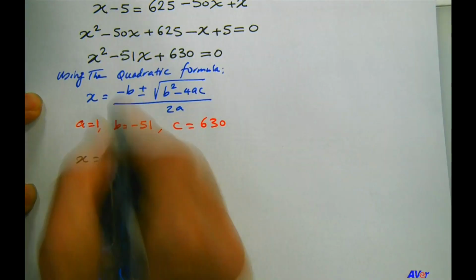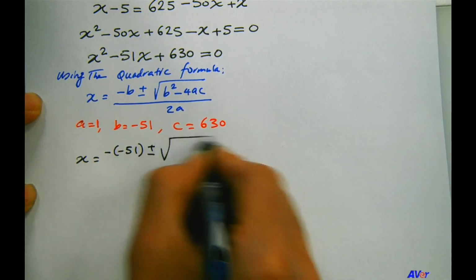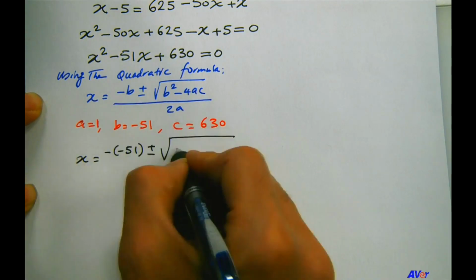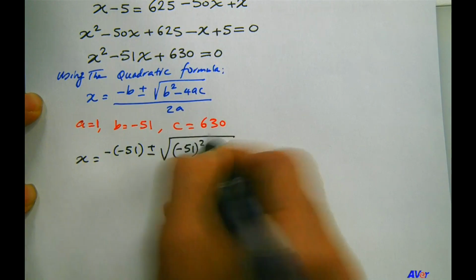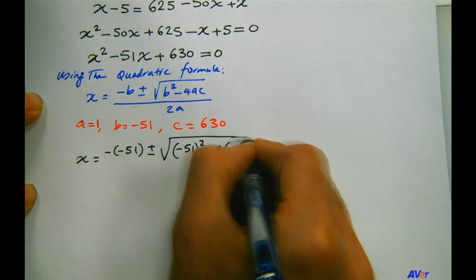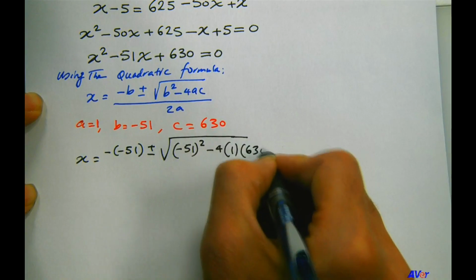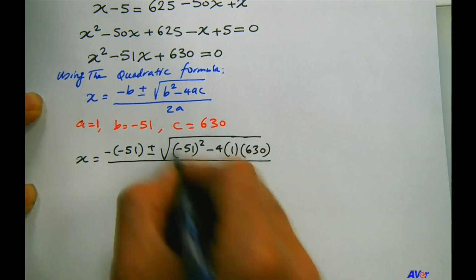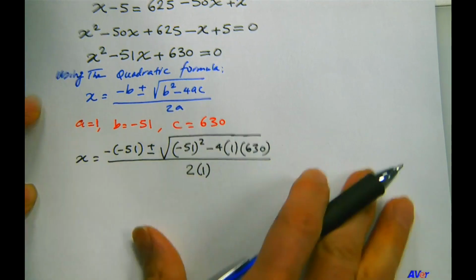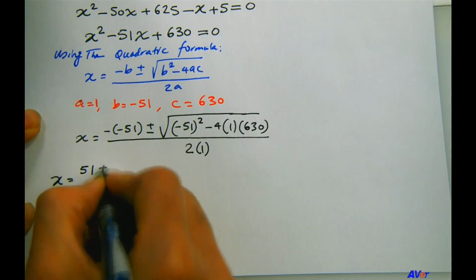We have x equals minus b, or minus 51, plus or minus the square root of b squared, which would be minus 51 squared, right? Minus 4 times a, which is 1, times c, which is 630. All of that over 2a, which is 2 times 1, which is 2. Okay, so x equals 51 plus or minus.